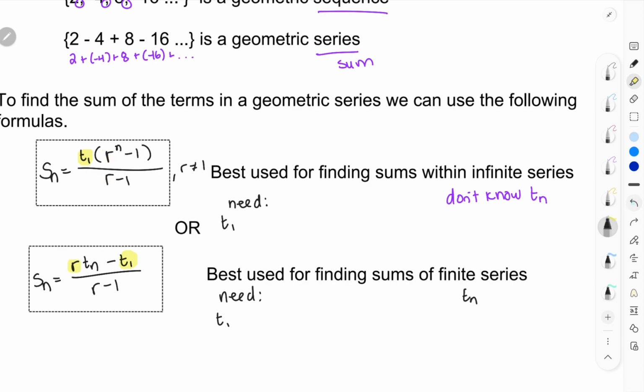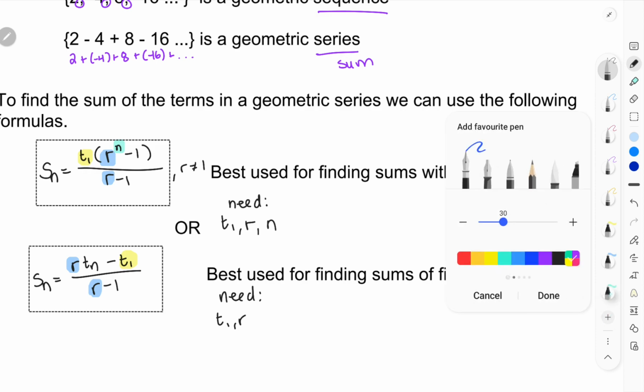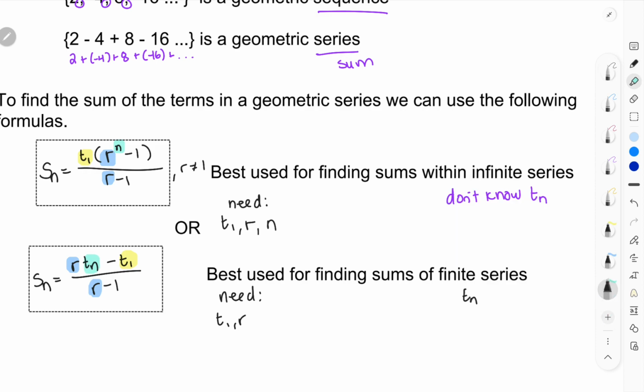Oh, let's choose a different color. So I need to know my common ratio for both of these formulas. Notice this one needs me to know n, but it doesn't care about the value of n, right? I just need to know when to stop adding terms. Whereas this one needs t of n. So if I know the last term, then that's fine. I don't need to know what position it's in, which is even better than our series formulas for arithmetic series.